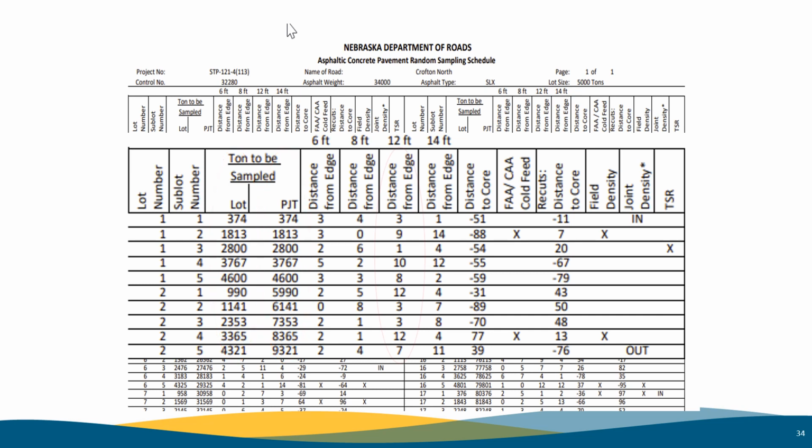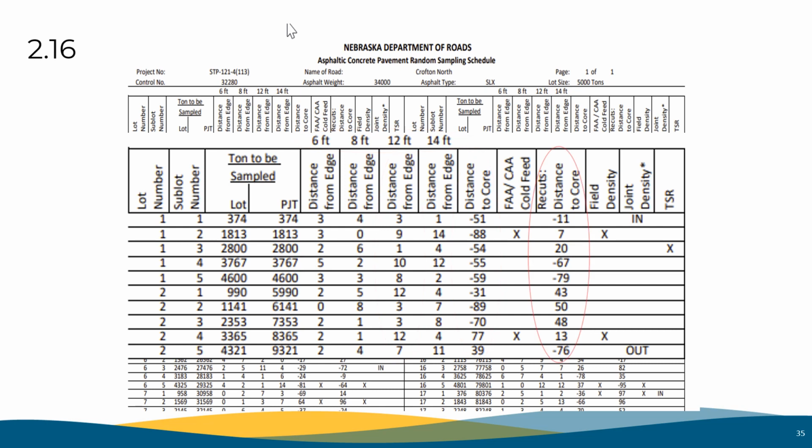The distance from edge and the distance to core columns are used to determine where the densities will be taken. Distance from the edge is measured from the outside edge of the lane being paved. Use the appropriate distance of edge column based on the width of the paving. The distance to core is the distance ahead or plus and back or minus station from the original sample station where the density will be taken.